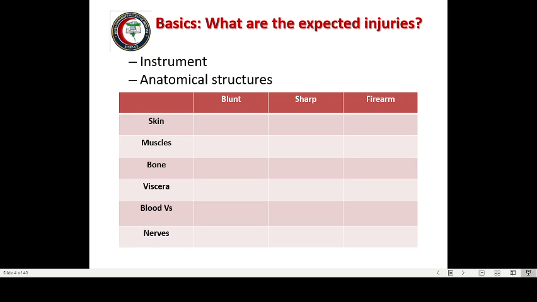For the organs, usually a sharp instrument which reaches organs causes a stab. Usually the organs are deep in the body, so if a wound reaches the organs, it is a deep wound. It is a stab wound, usually not an incised wound. Stab to any organ is penetrating, except for only one organ, which we will discuss later.